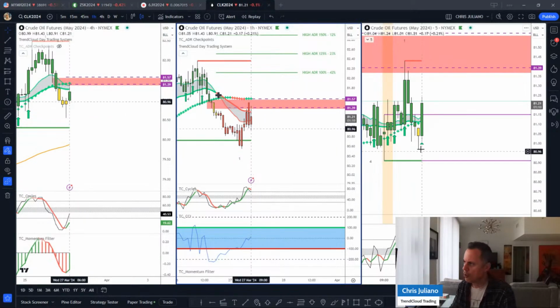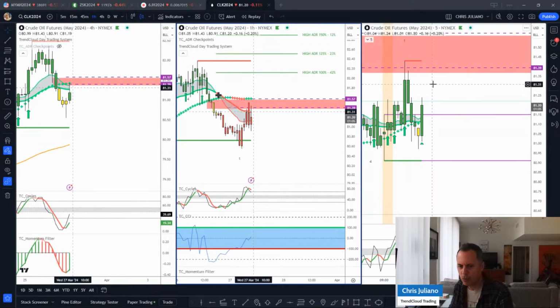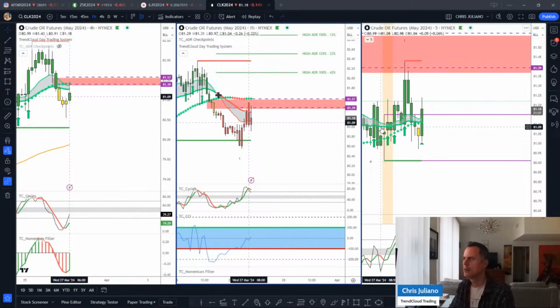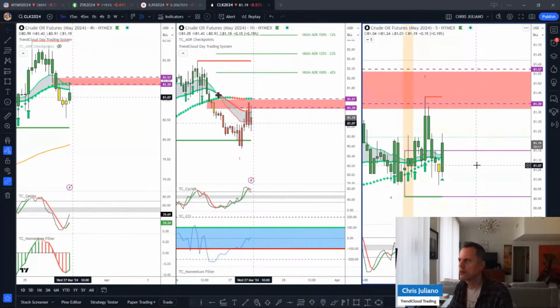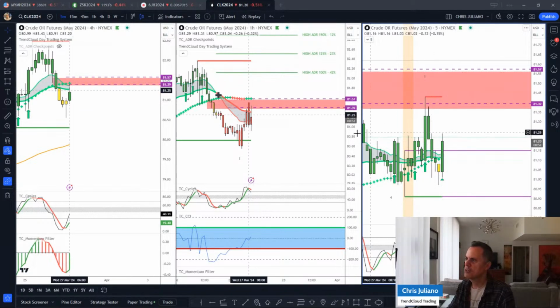Look at this. Were we going to give back all this profit? No, hell no. We're going to capture that profit. So what's it going to do? I don't know. I don't know what it's going to do. It's going to go back up here, maybe retest this area.